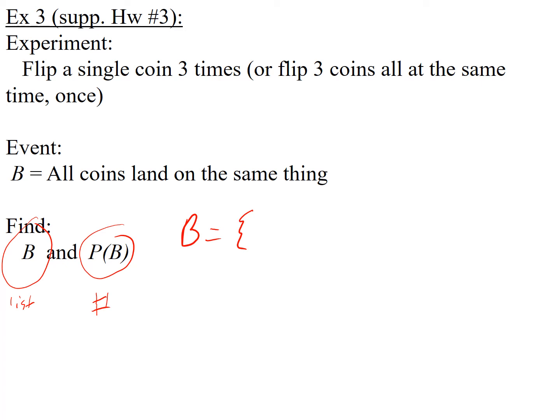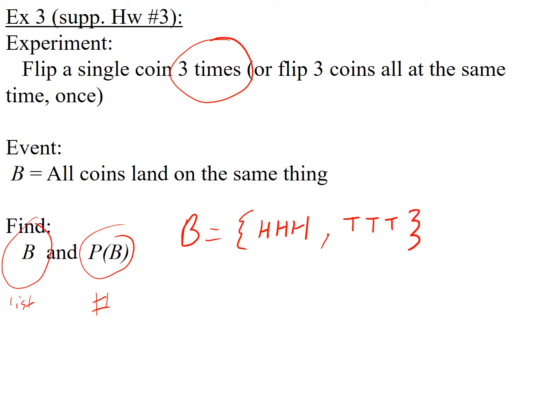And let's see. Think of all the outcomes of this experiment. Don't forget, we're flipping 3 times. All the outcomes where all the coins land on the same thing. Well, heads, heads, heads, they all landed on the same thing. In other words, all 3 coins landed on the same thing. Or if we're just flipping a coin 3 times, all 3 flips landed on the same thing. What else? Yep, I'm sure you guessed it. Tails, tails, tails is the only other one.